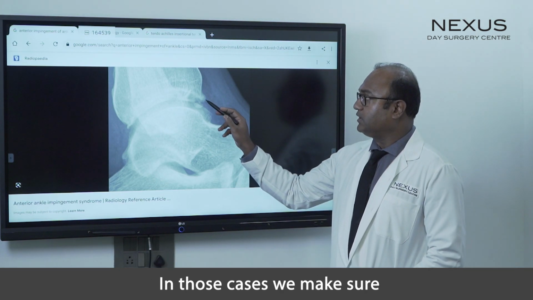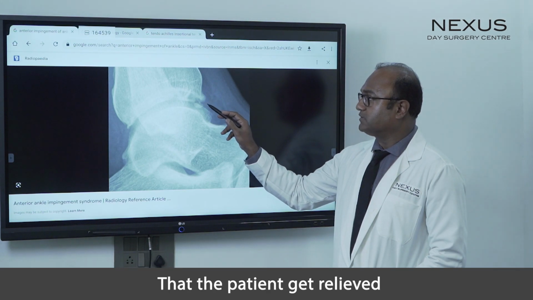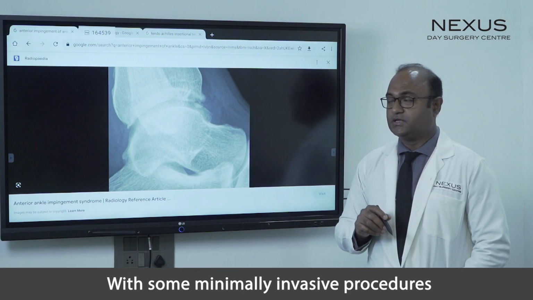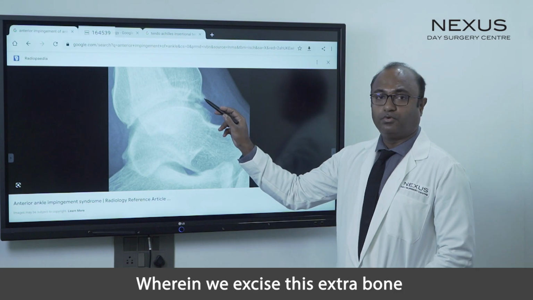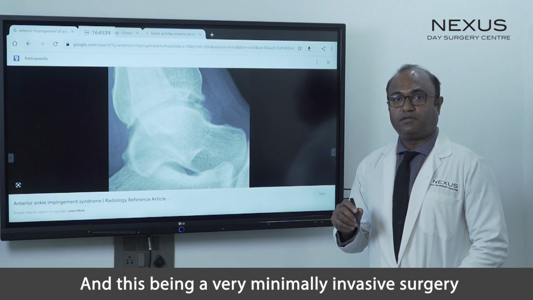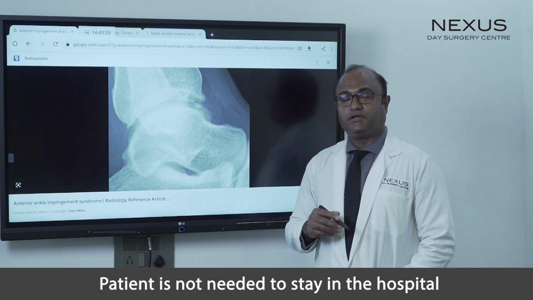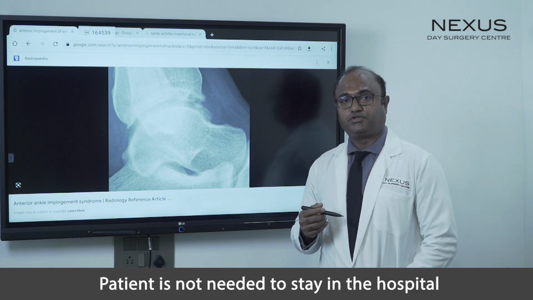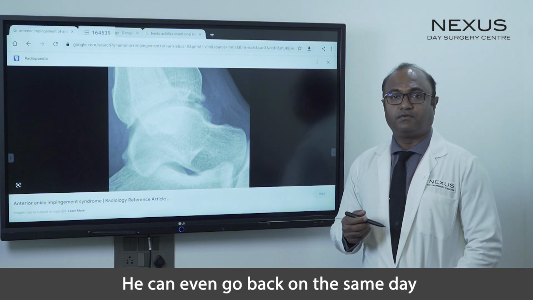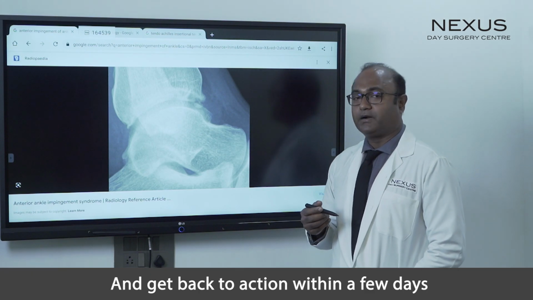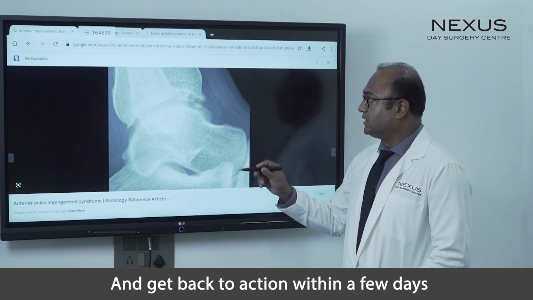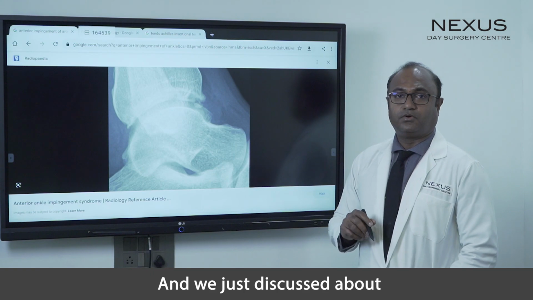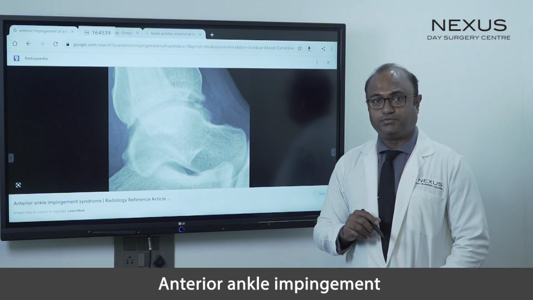In those cases, we make sure that the patient gets relieved with some minimally invasive procedures wherein we excise this extra bone. This being a very minimally invasive surgery, the patient does not need to stay in the hospital for more than a day. He can even go back on the same day and get back to action within a few days. So, that is the front of the ankle, and we just discussed anterior ankle impingement.